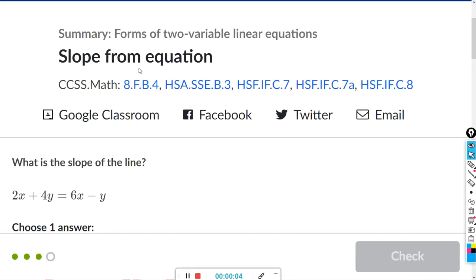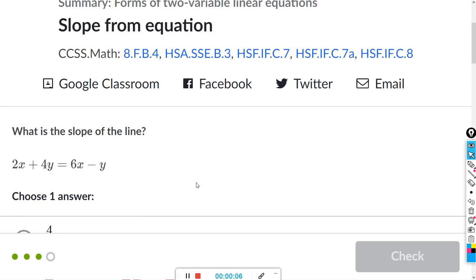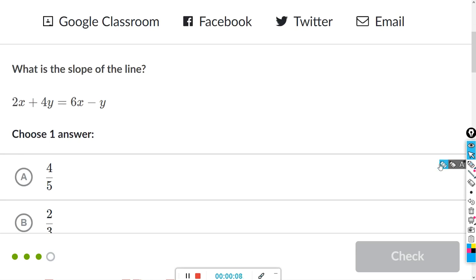This will be for the assignment, slope from equation. So for all of these problems, you want to get this equation into the form of y equals mx plus b. Okay, and once you do that, the slope will be the term that's multiplied by x.